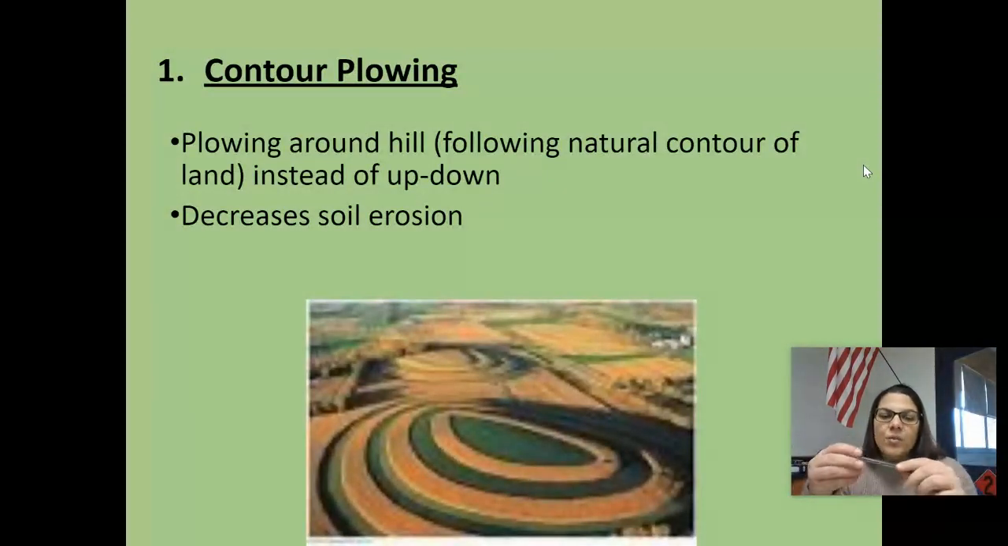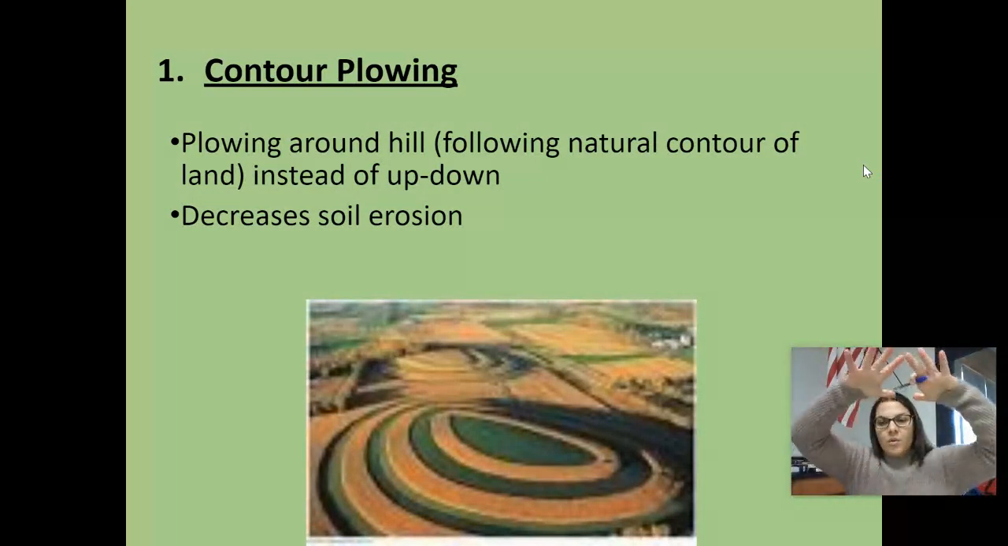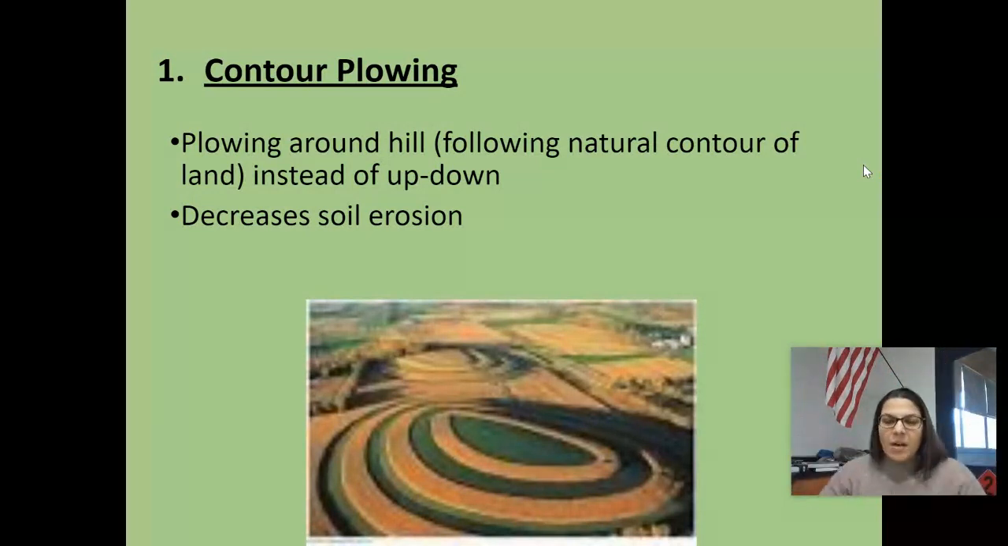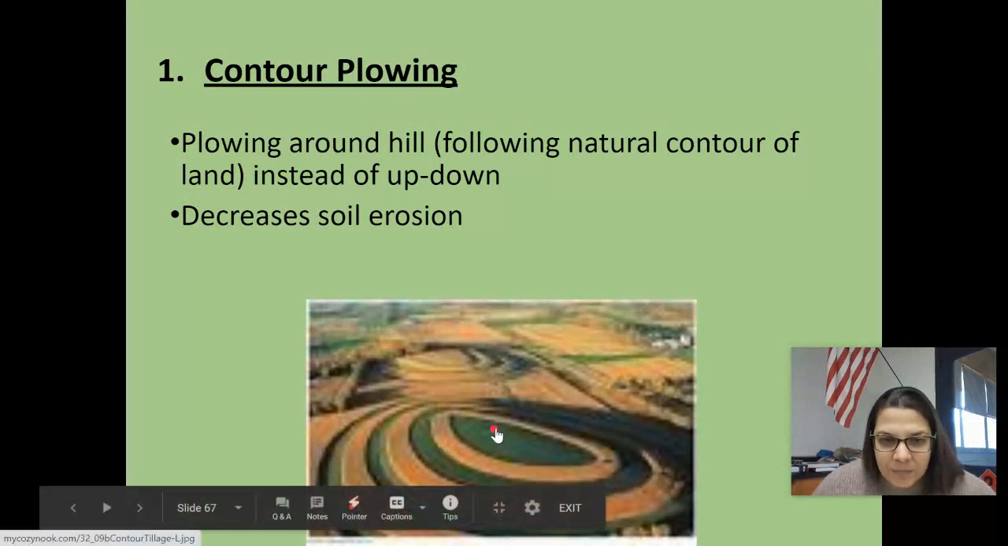So contour plowing is when you plow around a hill, but you follow the natural contour of the land. The water is going to naturally run down, but as it runs down, the soil from here gets stuck in this layer. The soil from here gets stuck in this layer. The soil from here gets stuck in this layer.